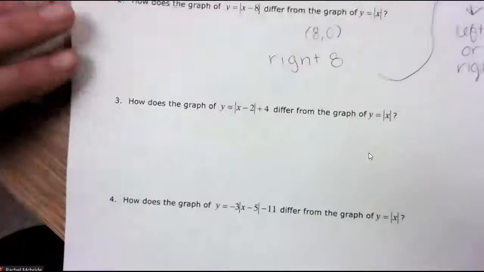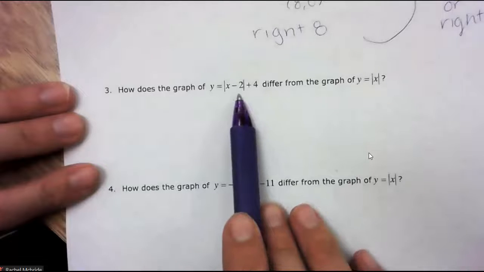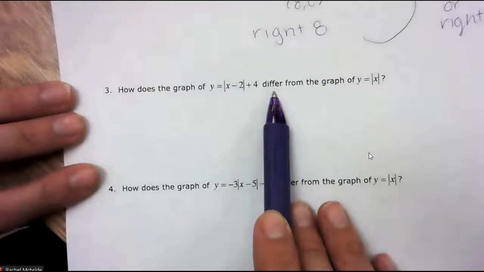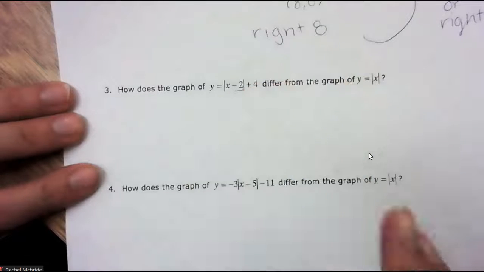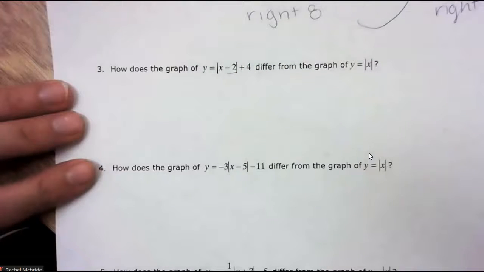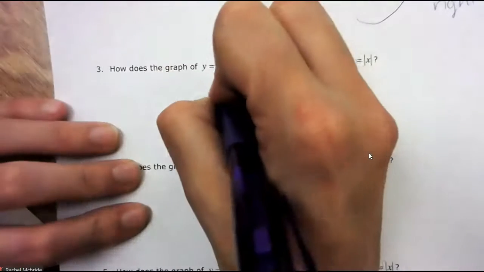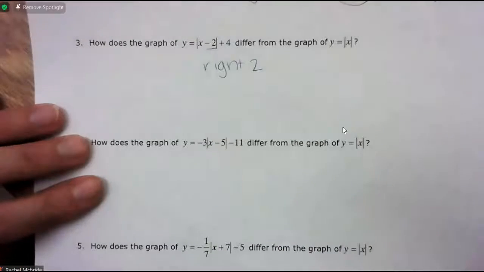So let's look down at example number 3. How does the graph of y equals the absolute value of x minus 2, plus 4 change? So somebody tell me, what does the negative 2 do to my graph? Right 2. Yeah, fantastic. It is good. No, wait. Yeah, right 2. Good. I started to question my sanity for a second. I'm so confused.